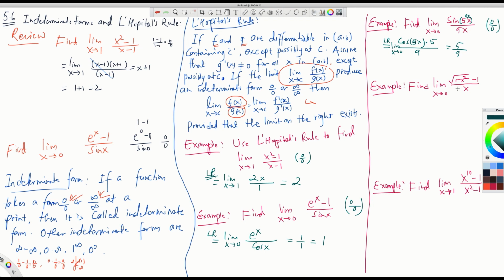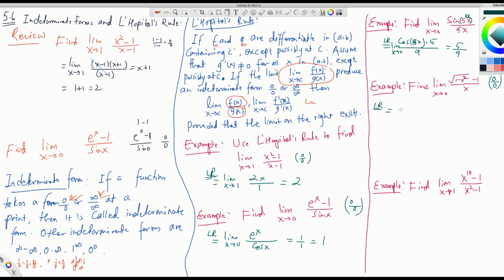Okay, let's do this one. If you plug in the limit directly, what do you get? You will get root of 1 minus 0 squared, which is root 1. That is just 1 minus 1, which is 0 over 0. So we can use L'Hopital's rule here too. So we need to find the derivative of the top, right? So let's use L'Hopital's rule.